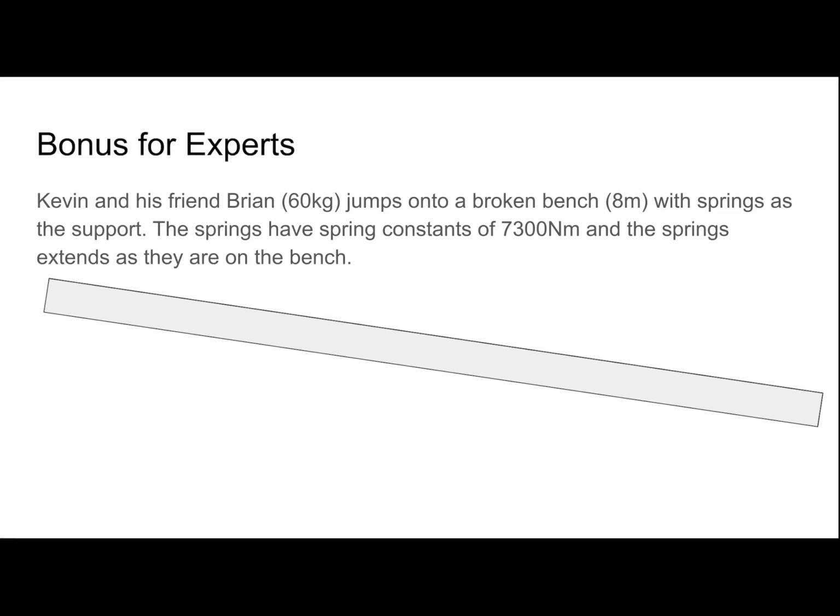So Kevin and Brian, who is 60 kilograms, jump onto a broken bench, 8 meters long, with springs as a support. The springs have spring constants of 7,300 newtons per meter, and the springs extend as they are on the bench. So we have our bar, and the two springs. I couldn't find any good images of springs, so the circles represent the springs. It looks like a trolley, but just ignore that. We have our spring A on the left hand side, and we have our spring B on the right hand side. We have person 1, and that's Brian, and we have person 2, which is Kevin.